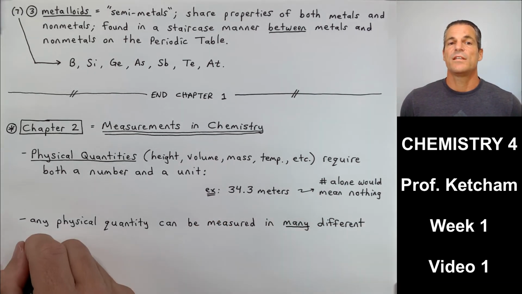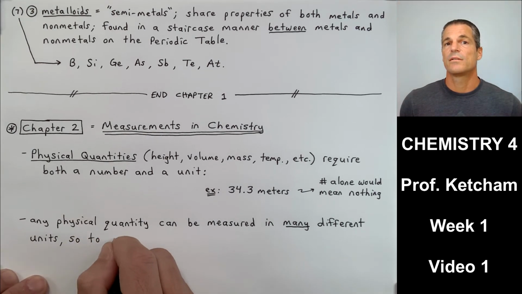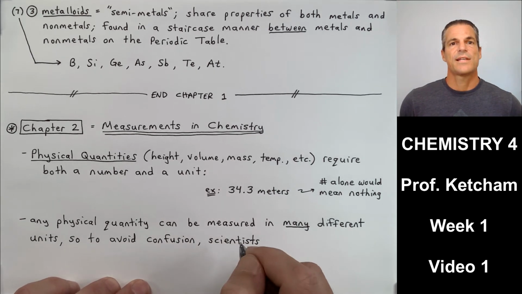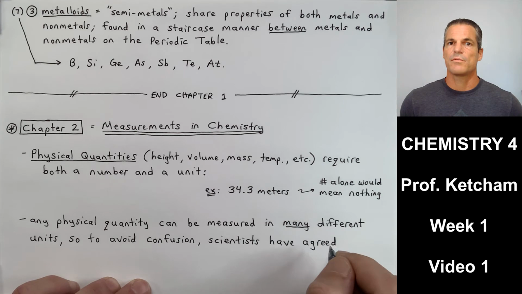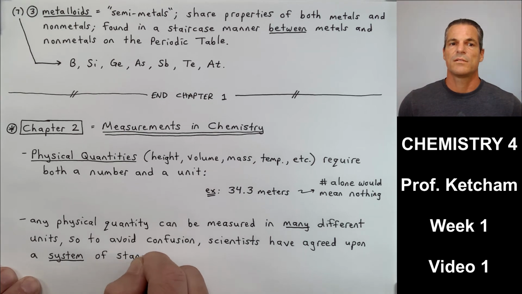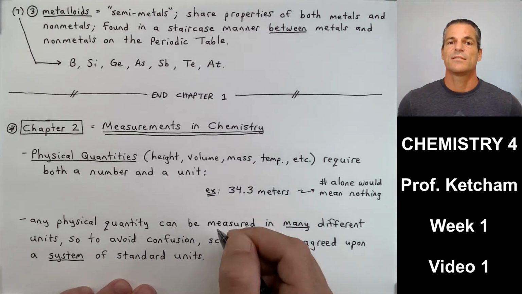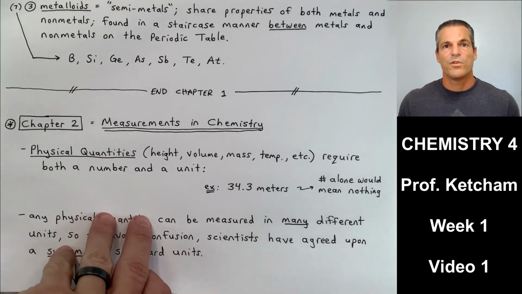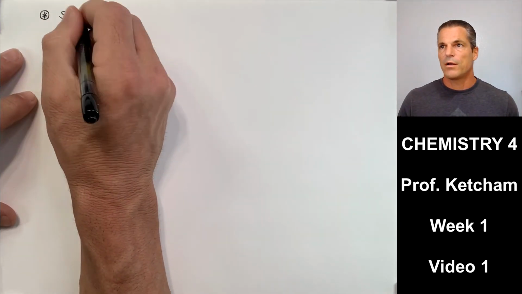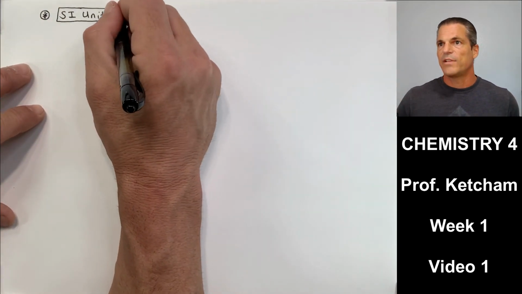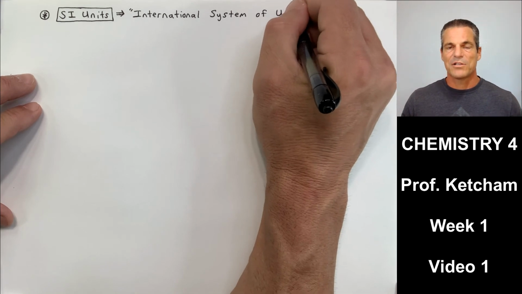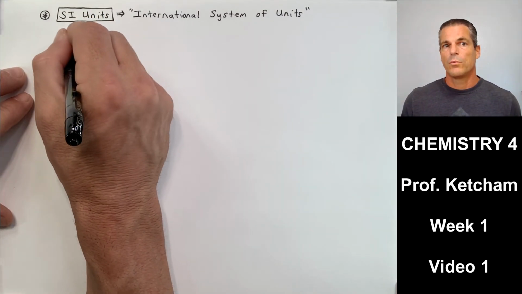So any physical quantity can be measured in many different units. For example, I can measure a person's height in meters, in centimeters, in inches, in feet, etc., right? So to avoid confusion, scientists have agreed upon a set system of units that we all use globally. That way we can compare our lab results to each other. You don't want to do one set of lab results in one unit and then have everything else come out in yet a different unit. You want your stuff to match up so you can compare with other labs around the world.